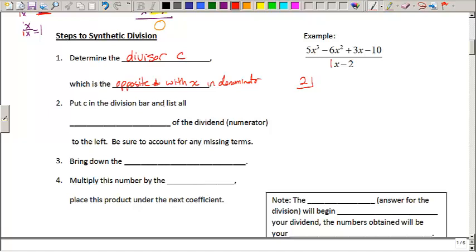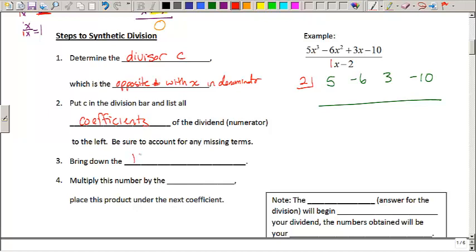Put the C in the division bar and list all of the coefficients of the dividend, which is the numerator. So I'm going to list 5, leave a little space, 6, leave a little space, 3, and negative 10. I want you to leave one line of space here and then put a bar. And we're going to be working down here. Within this step, it says be sure to account for any missing terms. So if you don't have an x cubed term, or if you don't have an x squared term, you're going to need to put a 0 there, and I'll show you an example of that in a little bit.